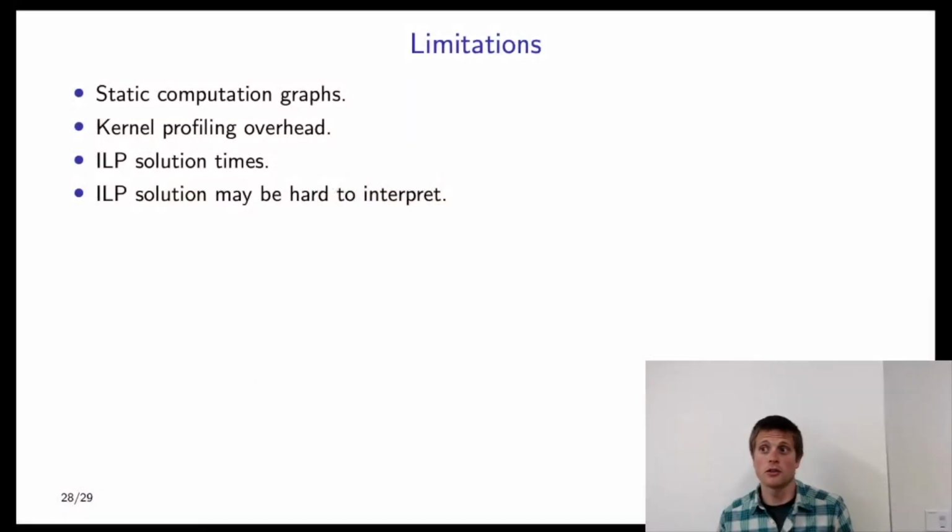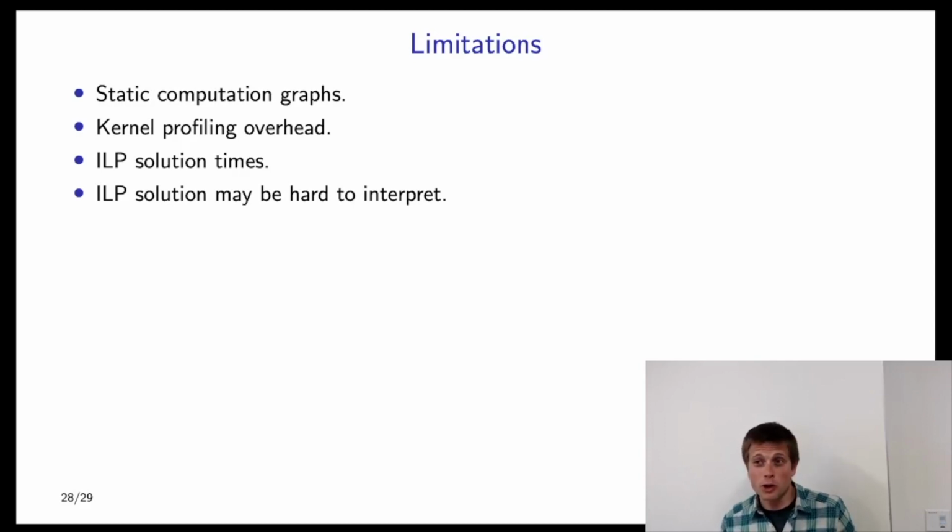So, of course, AutoTM has some limitations. At the moment, this only works for static computation graphs where we know the order that kernels are going to be executed in and know the lifetimes of all intermediate tensors. Second, we have the kernel profiling overhead, which for large and complicated networks can take some time, though this only has to be done once.